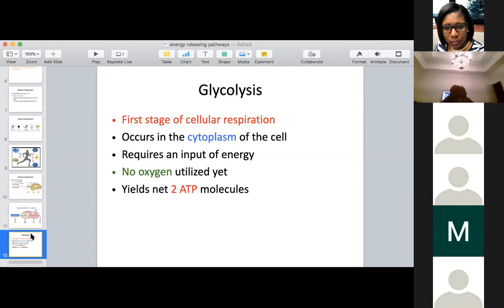Can you say that one more time, please? Glycolysis requires no oxygen; no oxygen is utilized at this first step. But in order for cellular respiration to continue on into the mitochondria, there has to be oxygen present.